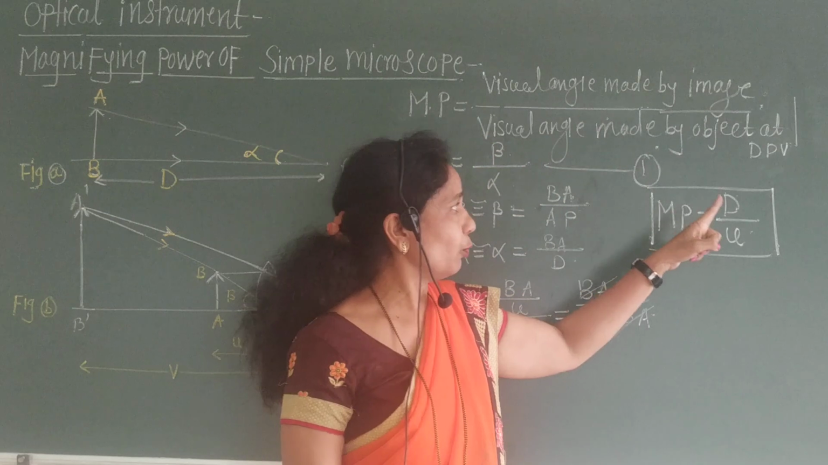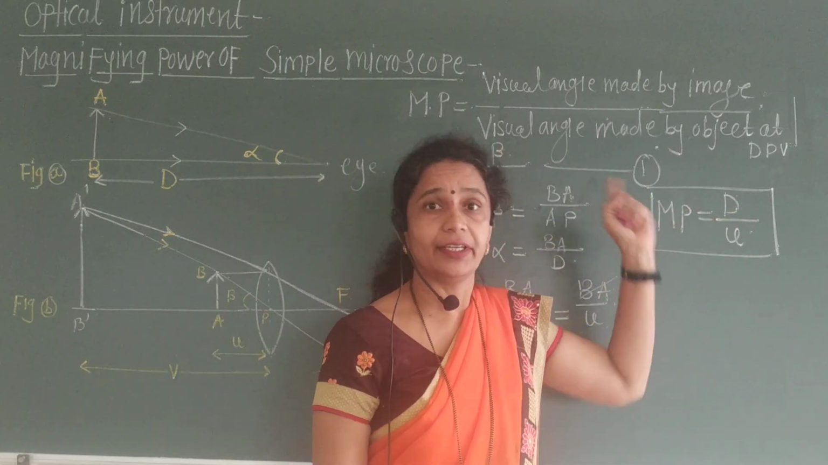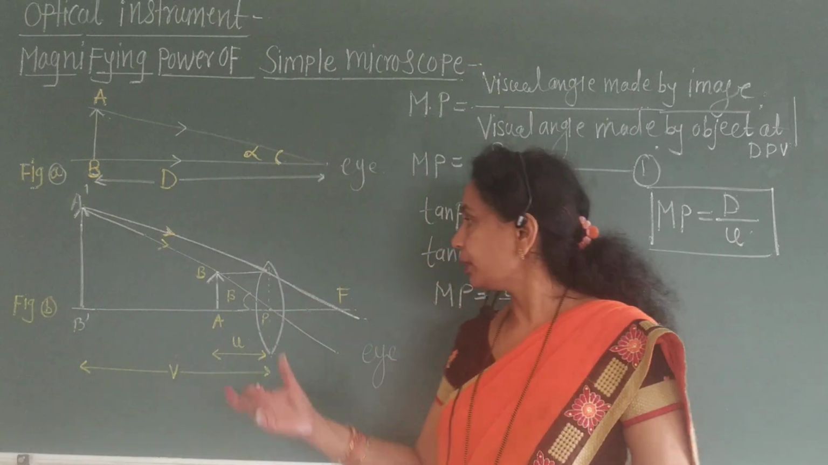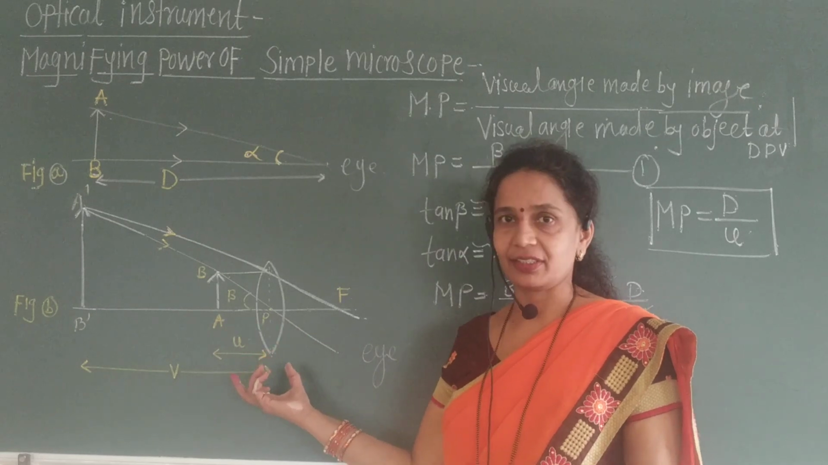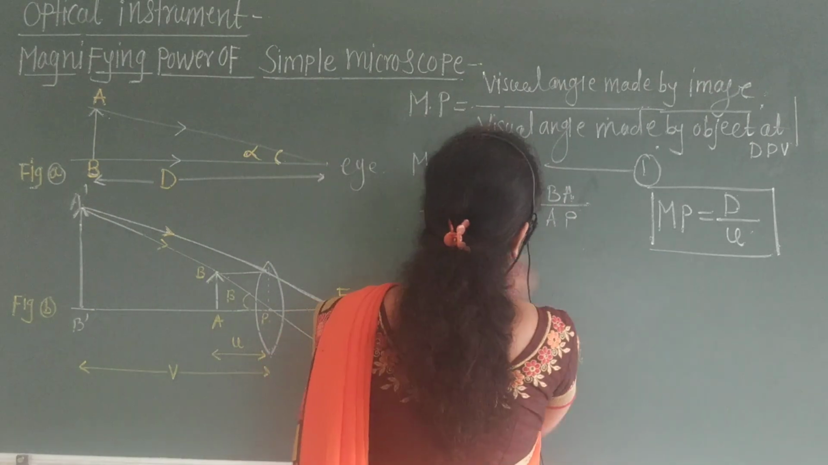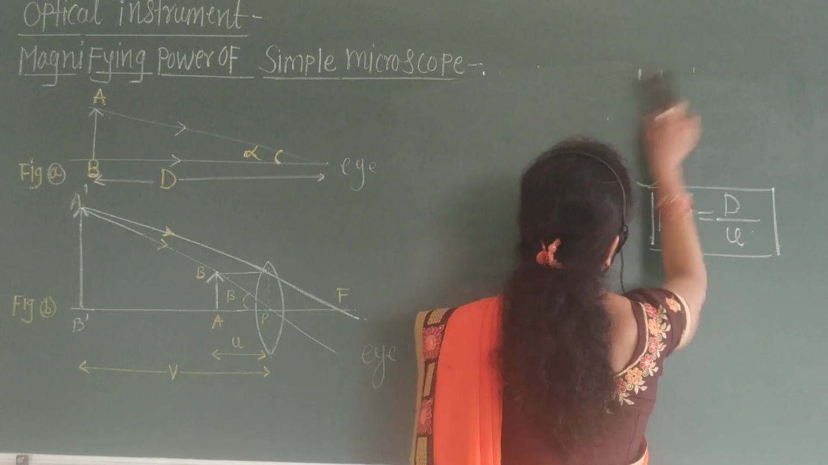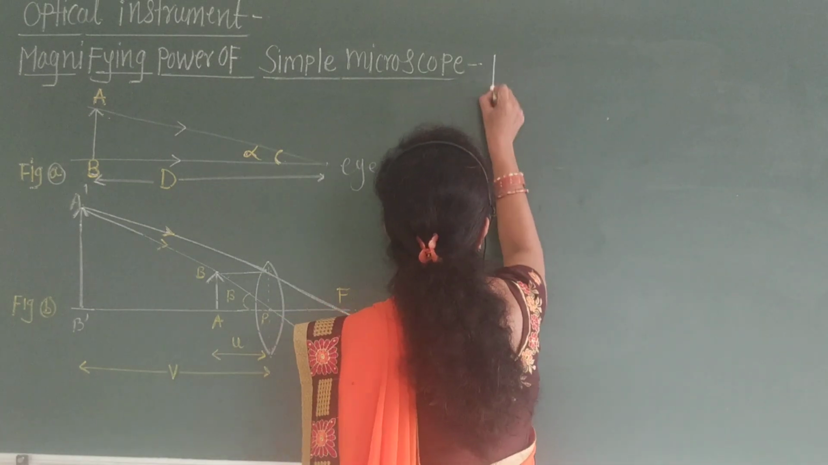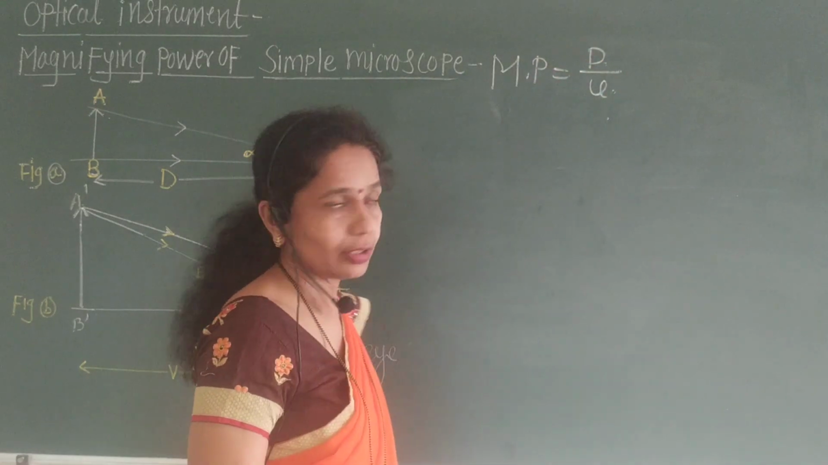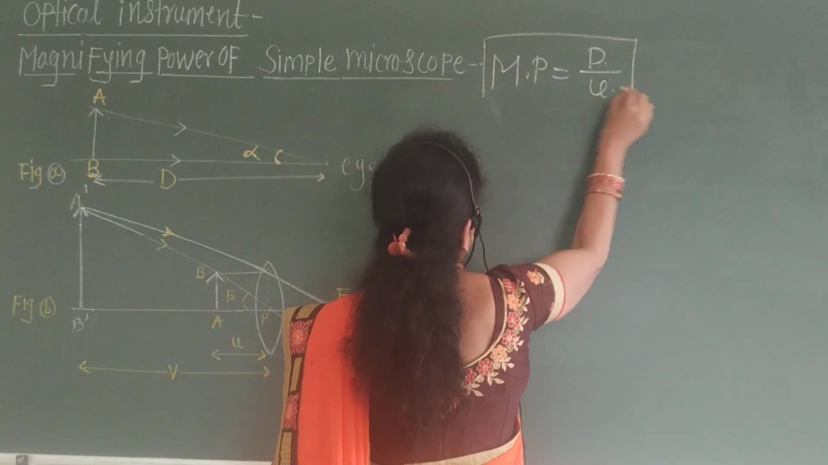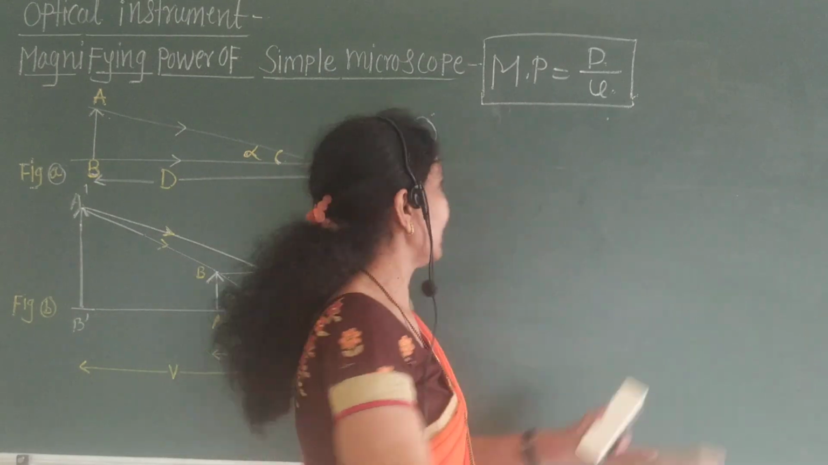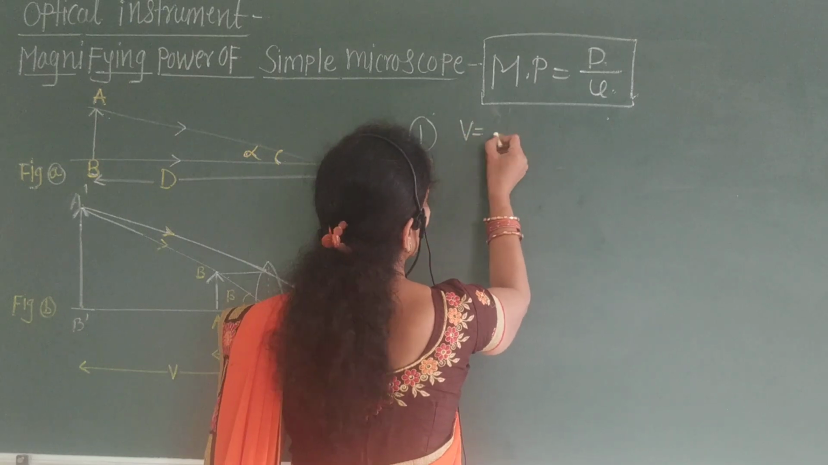simple microscope. D is the distance of distinct vision, for a normal human eye it is 25 centimeter, and U is nothing but the object distance. Okay, then we have to see the two cases. Okay, let us see that. First case. Here we write this again, MP is equal to D upon U. We get this equation, D upon U. Okay. Then, if the image is formed at DDV, in that case, what is the value of V? V is equal to D.